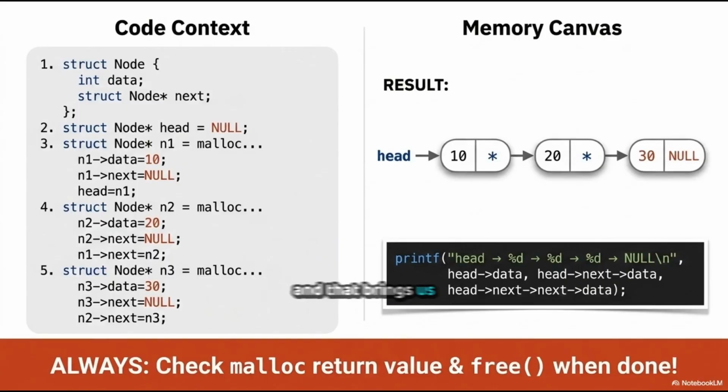And that brings us back to the complete bug-free picture. You can see the full sequence properly linking nodes 1, 2, and 3, culminating in that perfect target architecture we started with. Notice how our final printf statement expertly uses those chained pointers to print exactly what is sitting in memory, proving our success. Just always remember the golden rule. Check that malloc return value and free absolutely everything when you're done.